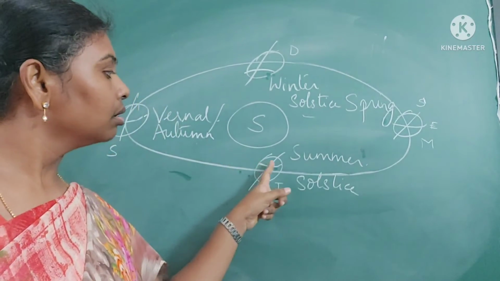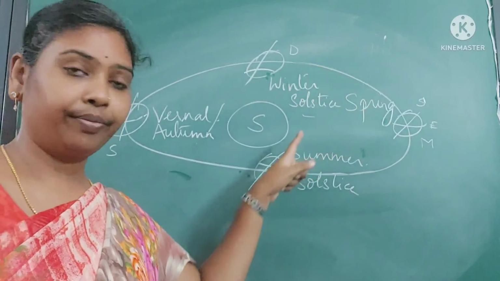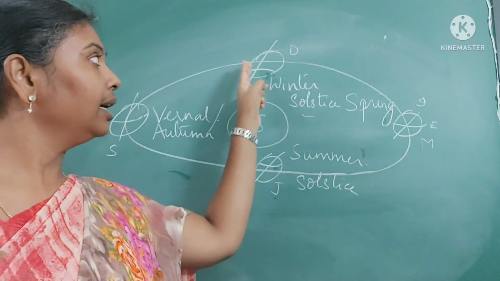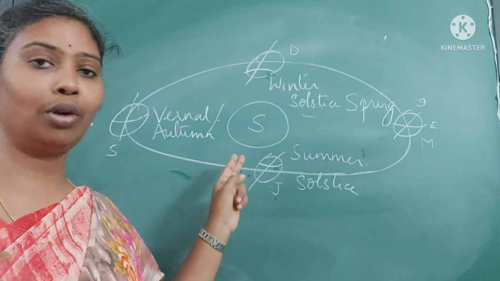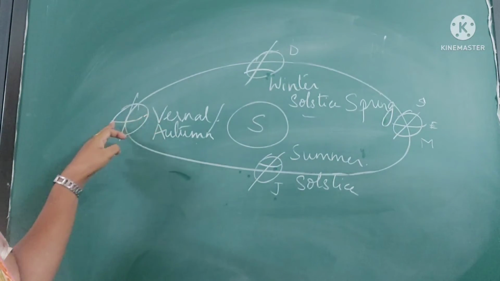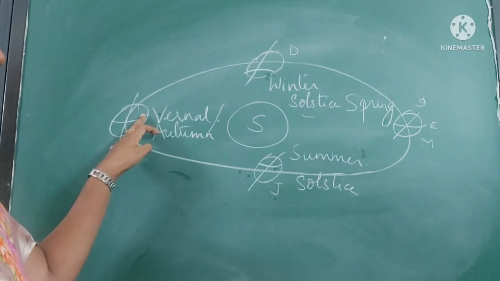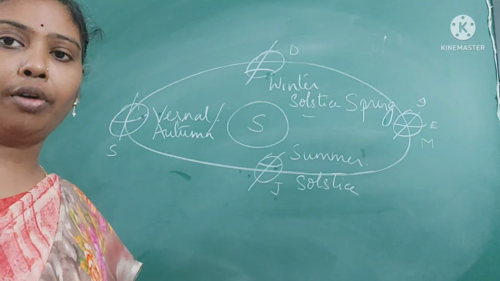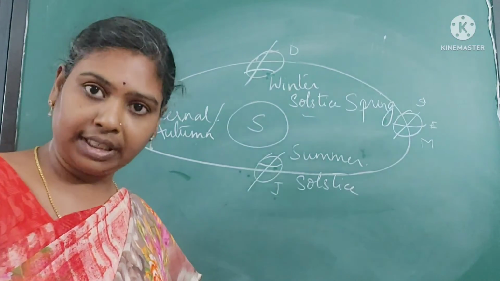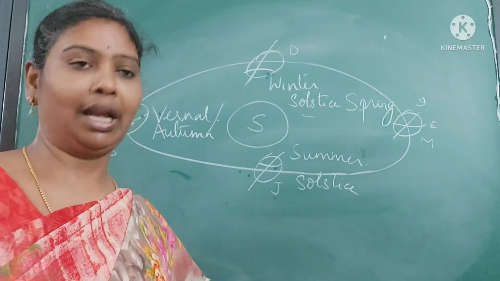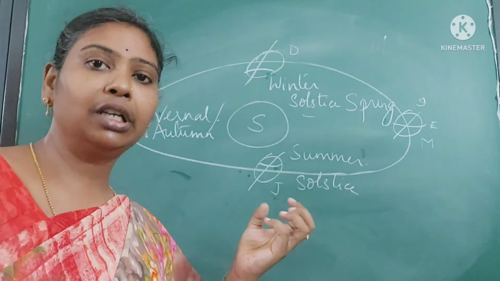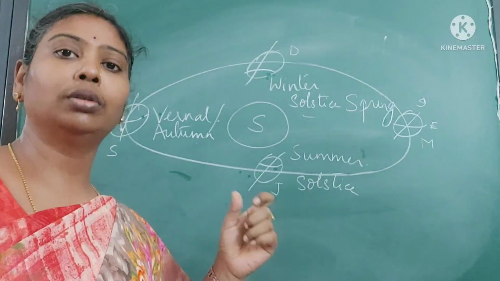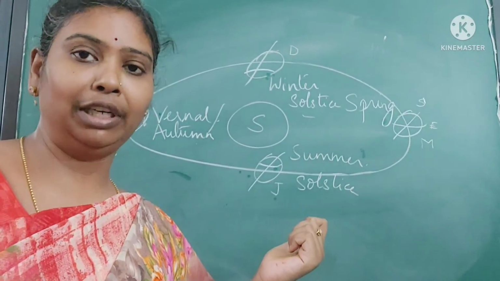Why? Because when the earth is moving, the angle of heat is different from one place to other. See here, this place is very hot. So we have the introduction of torrid zone, frigid zone and temperate zone, because of revolution.